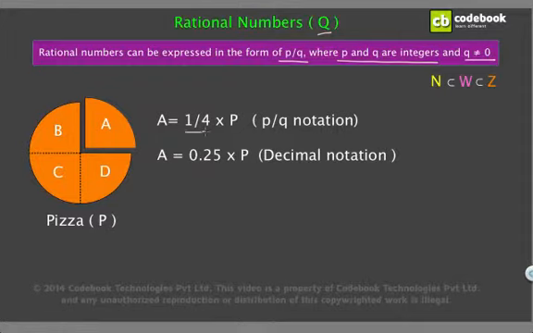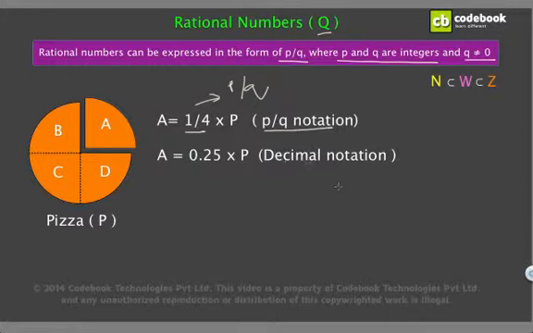So this number 1 by 4 is in the form of p by q, where p and q are integers and q is not 0, and this is a rational number. We call this the p by q notation. The same thing can be expressed in the decimal notation as 0.25 times P. If you divide 1 by 4, you will have 0.25 as your quotient. As you see, the letter Q also comes from the word quotient, because rational numbers are nothing but quotients if you consider the decimal notation.